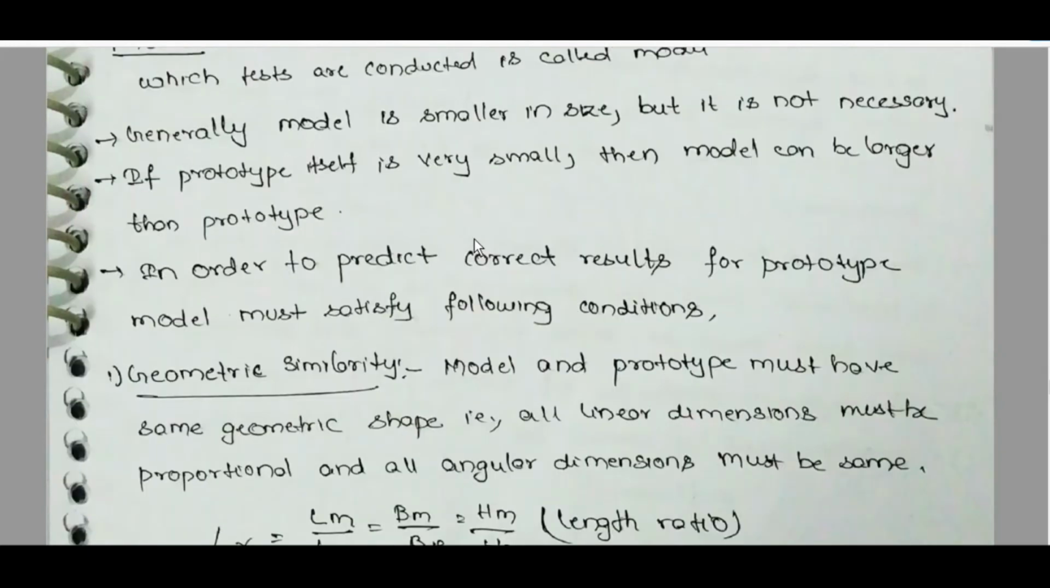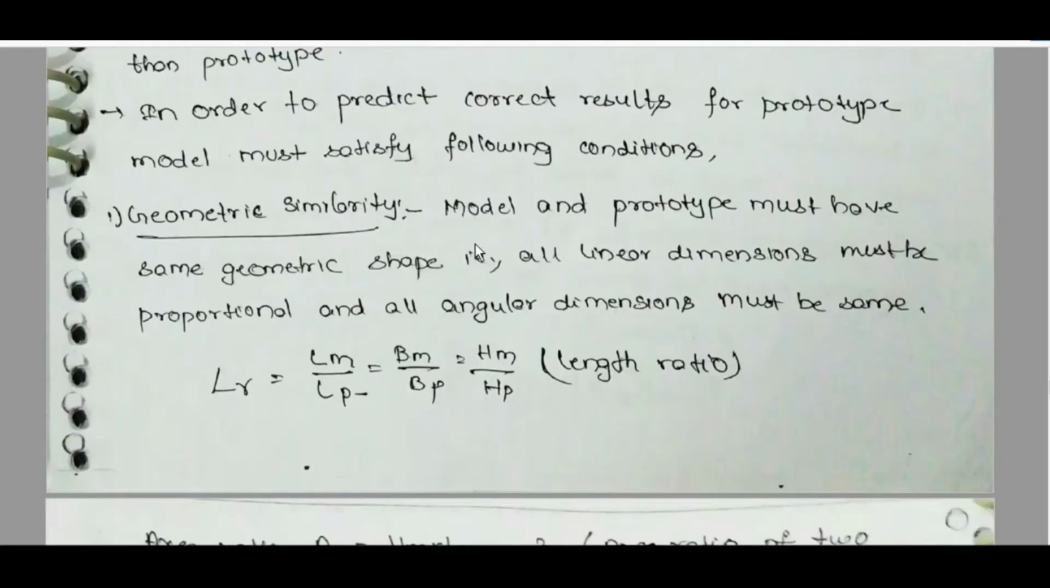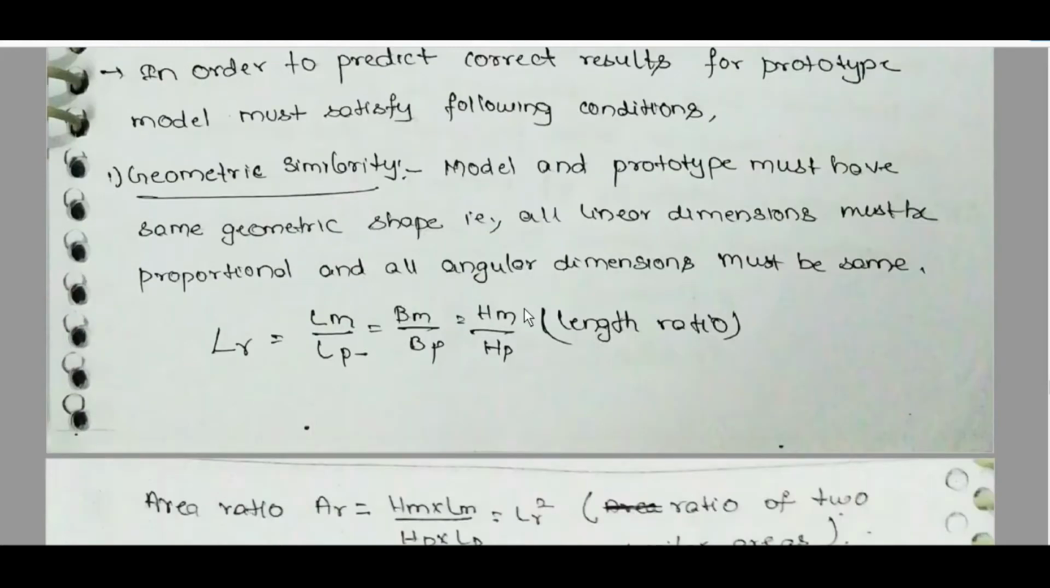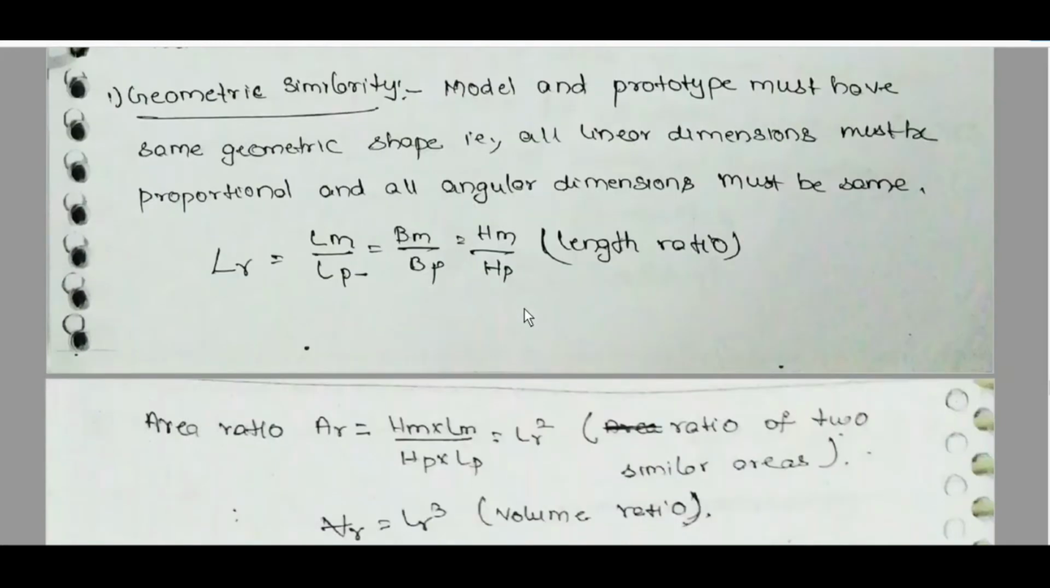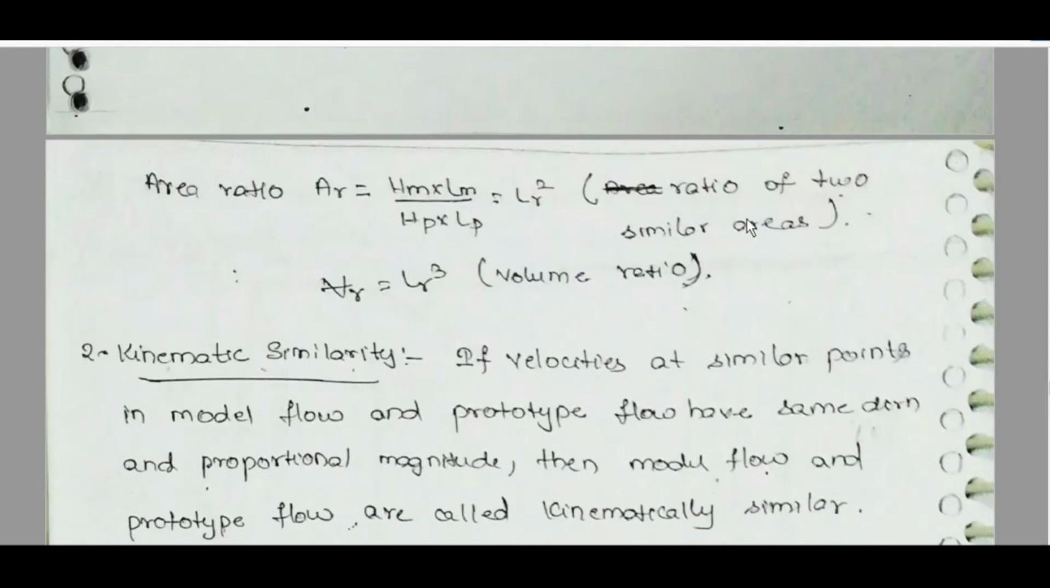In order to predict correct results for the prototype, the model must satisfy the following conditions. Geometric similarity: model and prototype must have the same geometric shape, that is, all linear dimensions must be proportional and all angular dimensions must be the same. LR is equal to LM by LP is equal to BM by BP is equal to HM by HP. Length ratio. Area ratio: AR is equal to HM by HP into LM by LP is equal to LR square, the ratio of two similar areas. Similarly, VR is equal to LR cube, the volume ratio.